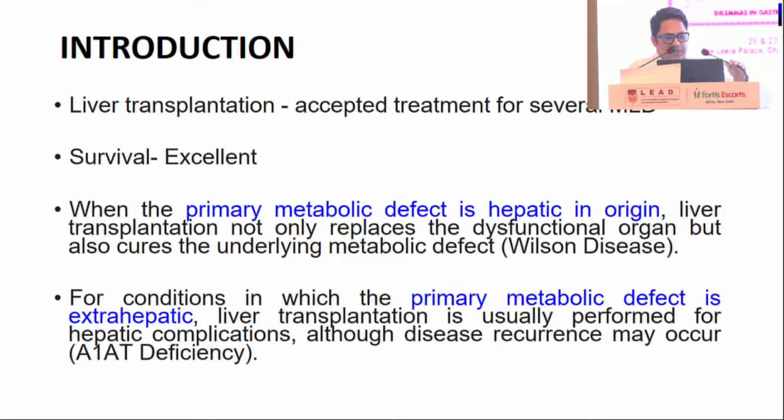So liver transplant as such is a very well accepted treatment for several metabolic liver diseases, and survival seems to be excellent, with 5-year survival touching around 85%. When the primary metabolic defect is hepatic in origin, liver transplant would replace the liver and will also treat the metabolic disease. But if it is outside the liver, then of course it will replace only the damaged liver and there will be chances of recurrence after transplantation. For conditions in which the primary metabolic defect is extrahepatic, as I told you, the recurrence might happen.